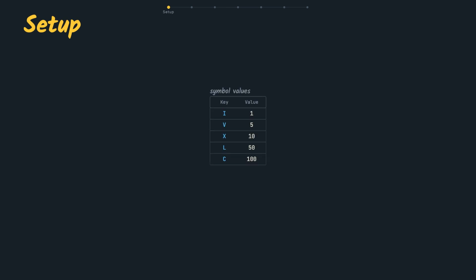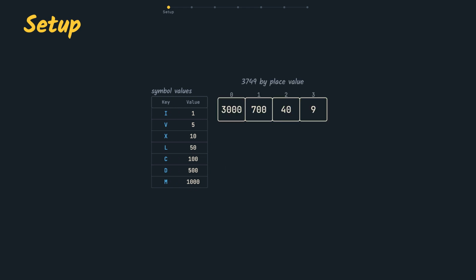First, the alphabet. 7 symbols. I is 1, V is 5, X is 10, and it climbs all the way up to M, 1,000. The big rule. You write a number from its largest chunk down to its smallest. 3,000, then 700, then 40, then 9. But 4 and 9 break the pattern. 4 isn't 4 ones, it's 1 before 5, and 9 is 1 before 10.